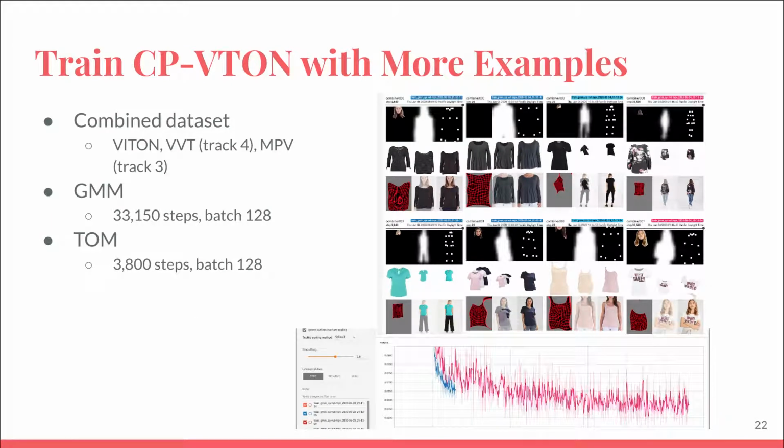Our approach was to simply train the CP-VTON model with more examples. Originally it was trained on the VITON dataset. We combined this with the VVT dataset provided in this competition, as well as the MPV dataset provided in track 3 of the same workshop. MPV stands for multi-pose virtual try-on. For the geometric matching module, we trained up to around 33,000 steps, and for the try-on module, we trained to around 3,800 steps.